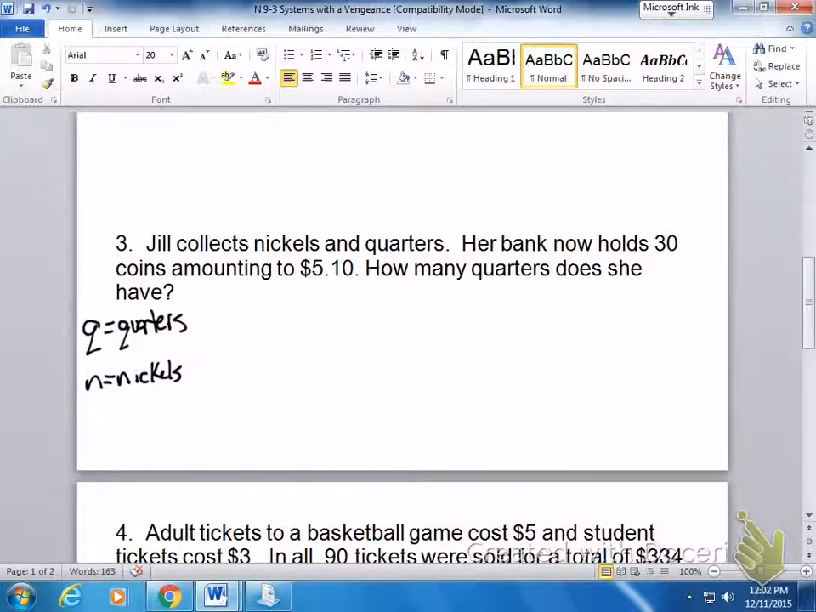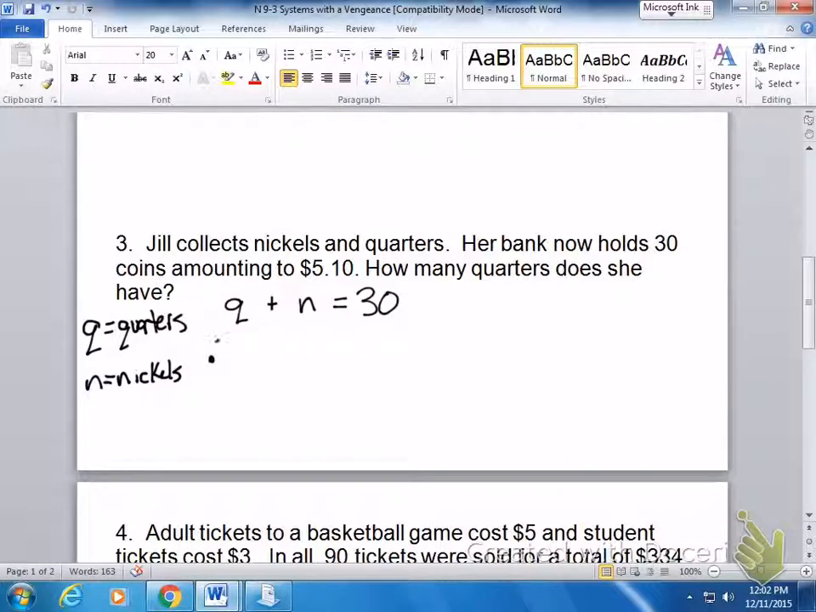So she has 30 coins and they amount to $5.10. How many quarters does she have? Now the first one says she has 30 coins, so if I take the number of quarters and add to it the number of nickels, I should get her total number of coins, which is 30. So it's just like what we did yesterday. Now we're going to use the $5.10, so we need to get their values in there.